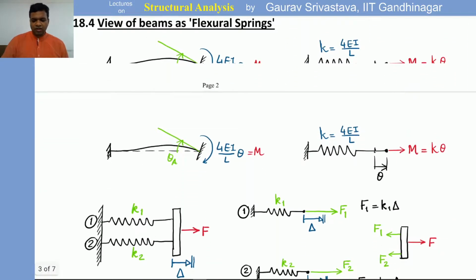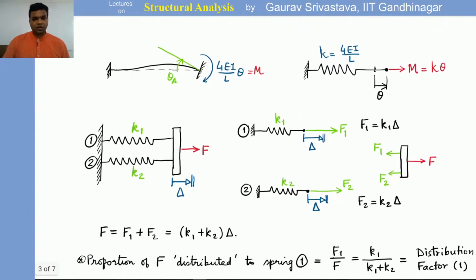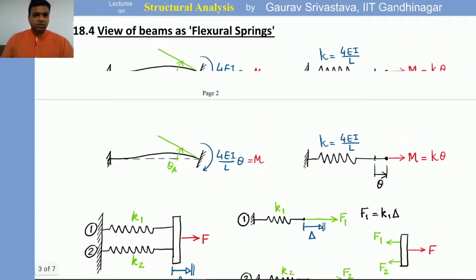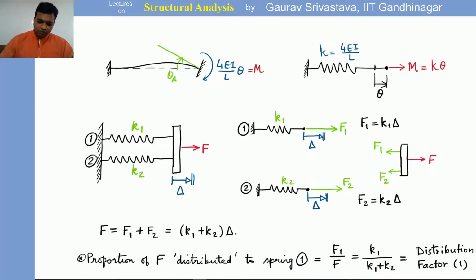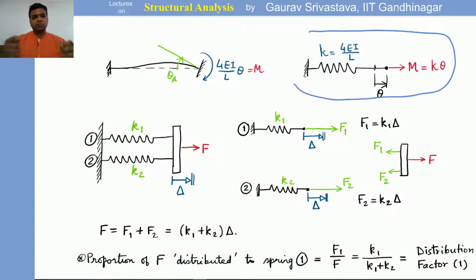Now there is one more interesting thing which we can discuss before we actually go on solving problems with the moment distribution, which is the view of the beams as a flexural spring. Okay, so I'm sure all of you would have looked at a picture like that, right? So where there is a spring, you hold that spring and you pull on one end with a force.